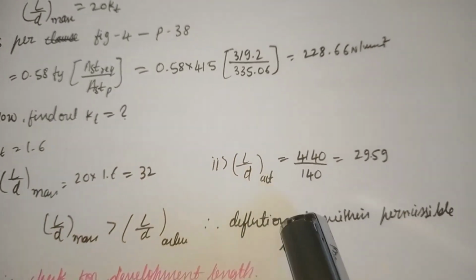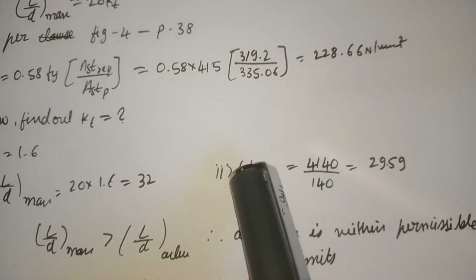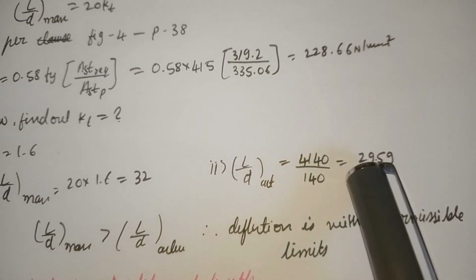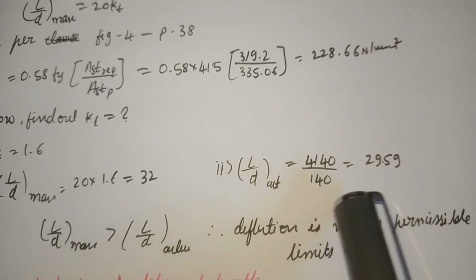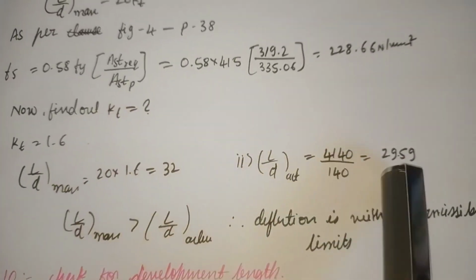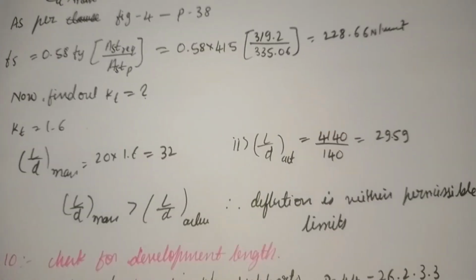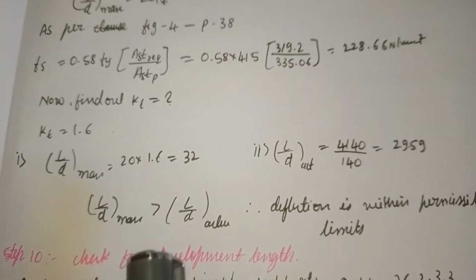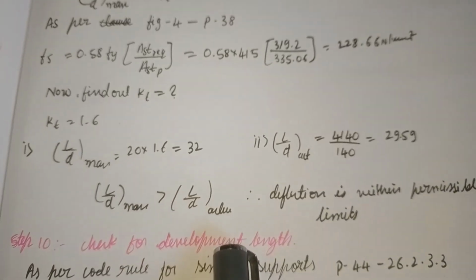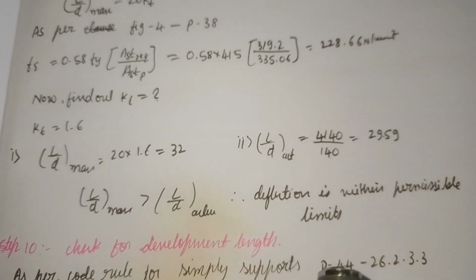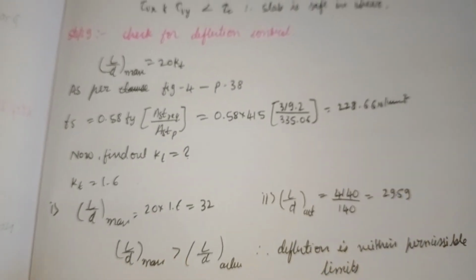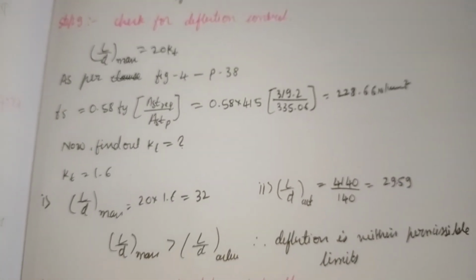We need to calculate the L by D actual. So L we got was 4140 divided by 140, the D value. So it will come out as 29.59. So by seeing these two, what can we conclude? We can conclude our L by D max is greater than the L by D actual, and so our deflection is within permissible limit. This is how we calculate the deflection control.